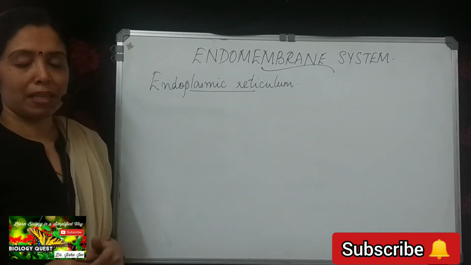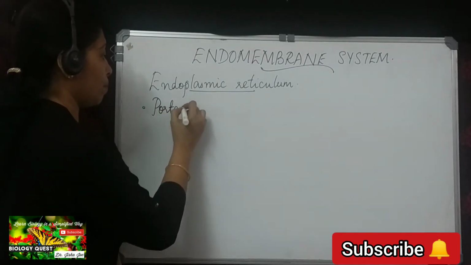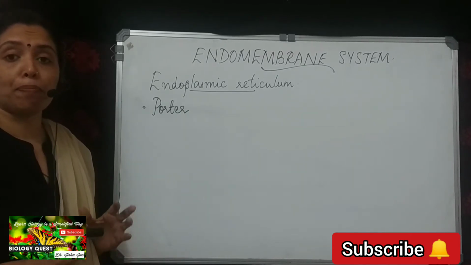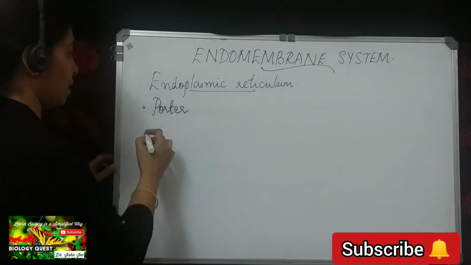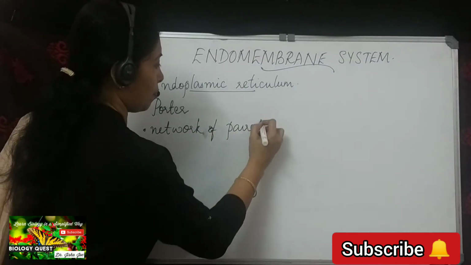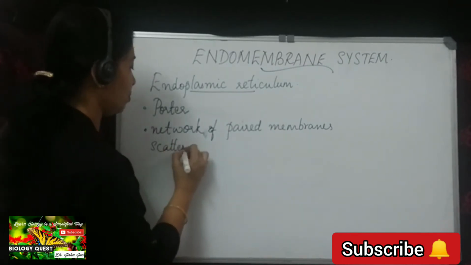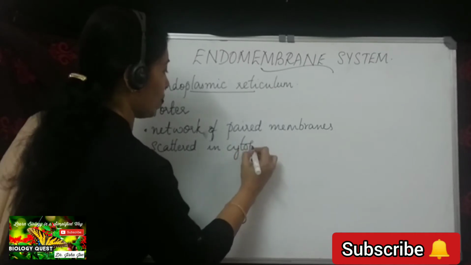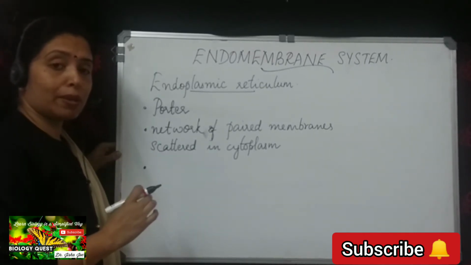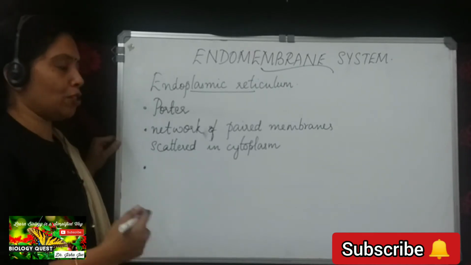First, let us start with endoplasmic reticulum. The term endoplasmic reticulum was coined by Porter, and the endoplasmic reticulum consists of a network of paired membranes scattered in the cytoplasm. This endoplasmic reticulum divides the intracellular space. What is the intracellular space? That is the space inside the cell. Okay, intracellular space is divided into two compartments by the endoplasmic reticulum.